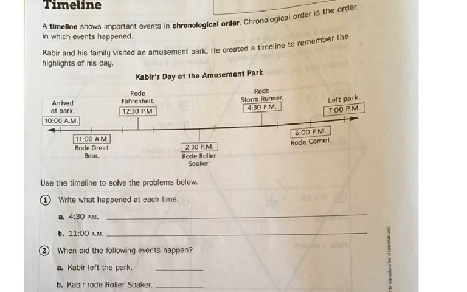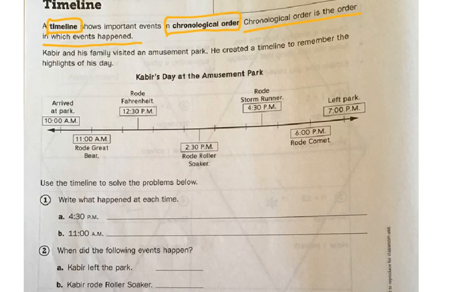A timeline shows important events in chronological order. Now, I noticed 2 things already in this first sentence. I notice that the word timeline is in bold and chronological order. Those must be really important words for me to pay attention to. In fact, the author or the writer of this math series goes on to tell us, which authors often do, they then explain what that means. Chronological order is the order in which events happened.